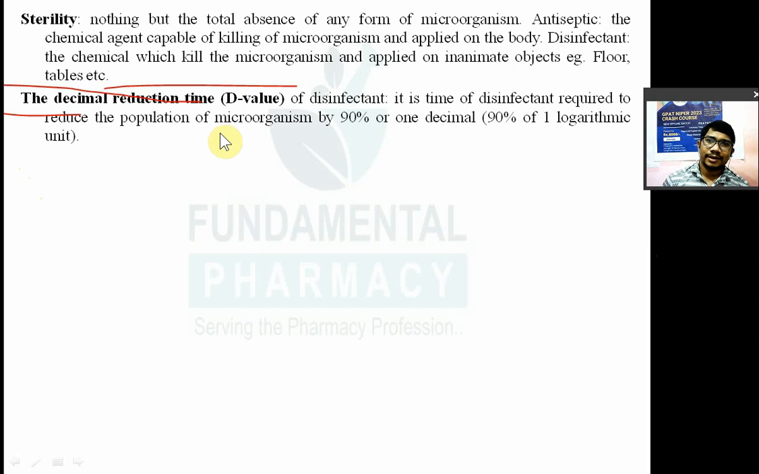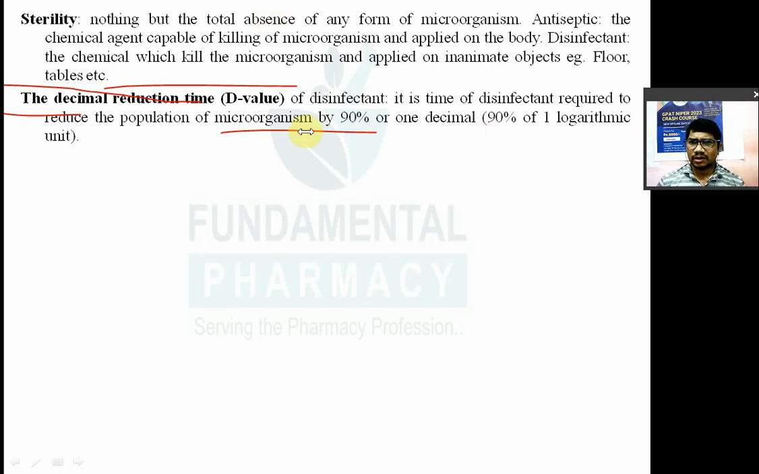मान लीजिए आपके इसमें कुछ 100 बैक्टीरिया है, तो अगर इसमें एक डिसइंफेक्टेंट है, उसके लिए कितना टाइम लगता है टू डिक्रीज द माइक्रोऑर्गेनिज्म बाय 90%. दैट इज नोन एज द डेसिमल रिडक्शन टाइम, दैट इज द D वैल्यू. क्वेश्चन आ चुका है इसके ऊपर.